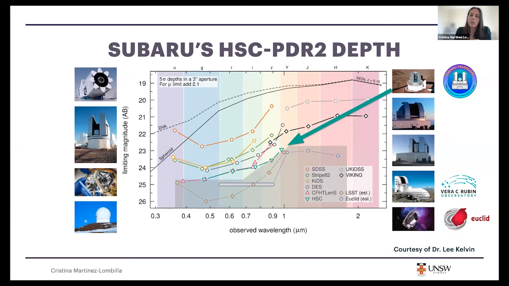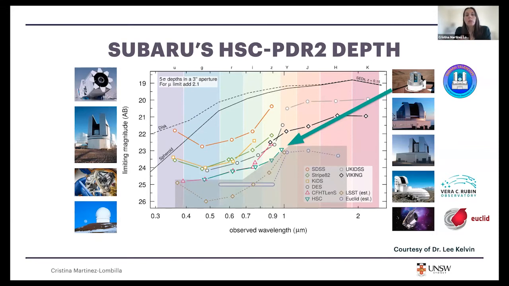And here we can also see why HSC is optimal for this work. HSC is this solid line here in green, and we can see that this camera reaches the deepest optical data of any current survey. So this, together with another main reason, that the reduction pipeline is a custom version of the one of the LSST. So HSC and LSST share the same kind of data structure and outputs. So this is going to make our path easy towards the LSST too.